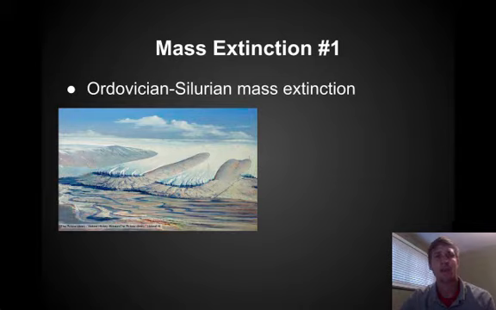The first mass extinction that we'll talk about happened during the Ordovician and Silurian time periods. During these time periods, most life on Earth lived in the sea. During this mass extinction, 85% of the species that lived in the sea became extinct. Scientists think that this mass extinction occurred because of a decrease in temperature. This decrease in temperature caused a huge sheet of ice to form over the southern hemisphere, and it also caused a decrease in sea levels.